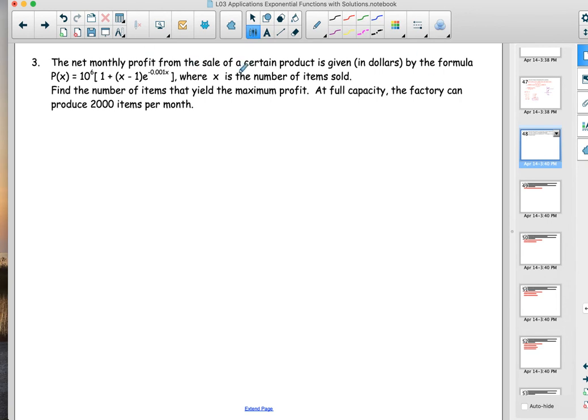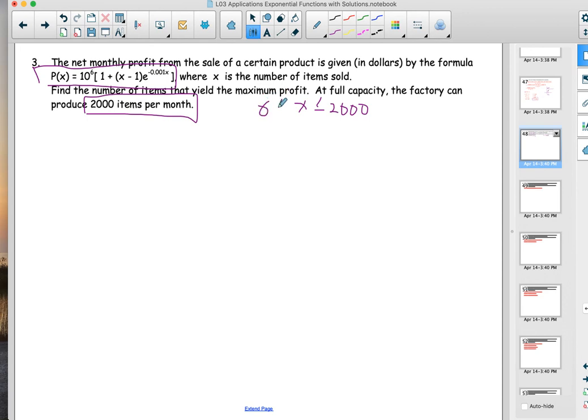So the net monthly profit from a sale of a certain product is given by this particular function here, x being the number of items sold. This is the profit in dollars. Find the number of items that yields the maximum profit. At full capacity, the factory can produce 2,000 items per month. So that's giving us our maximum value. So x is less than or equal to 2,000.